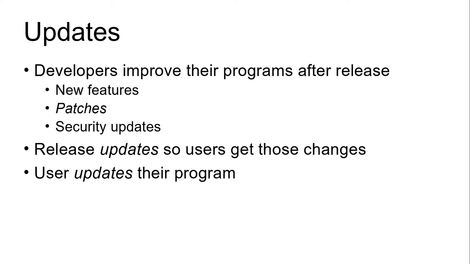So they have to fix that issue so that the user's data doesn't get compromised or their computer doesn't get compromised. So they will release an update so users get those changes and then the users will update their program. There are different ways of updating your programs. It depends on if you're updating an application or updating Windows itself, or whatever operating system you're using.